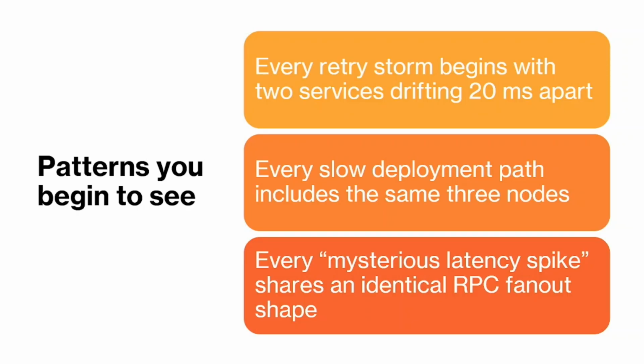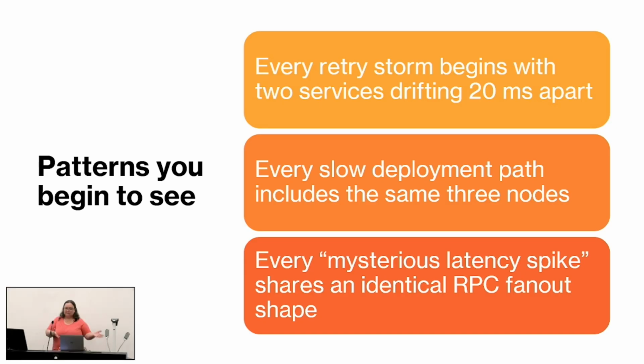And when you look, you will see those patterns. Maybe every retry storm starts with two services drifting 20 milliseconds apart. Every slow deployment path includes those same 3 nodes again. Every mysterious latency spike shares an identical fan-out shape. You're not just watching events, you're discovering the attractor your system lives in. You can't predict the moment a failure will occur, but you can predict the region it will be pulled towards, and you can design for that.